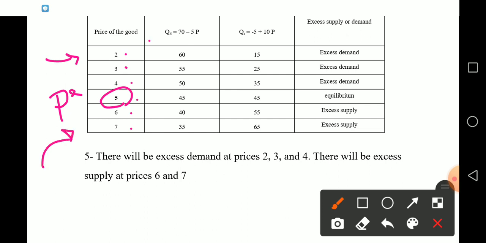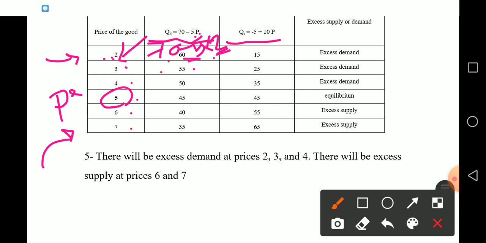Then I'm going to do what? I'm having here the equation of the quantity demanded and the equation of the quantity supplied. And we're going to substitute different prices here. So 70 minus 5 times 2. From where did you get this 2? Here, this is the price, and instead of P, I will put 2 this time. So 70 minus 5 times 2, 10. 70 minus 10 gives me 60.